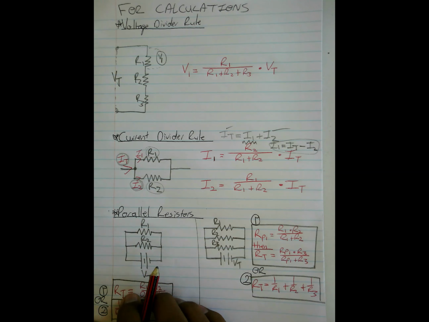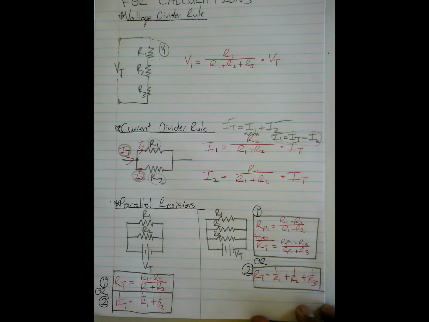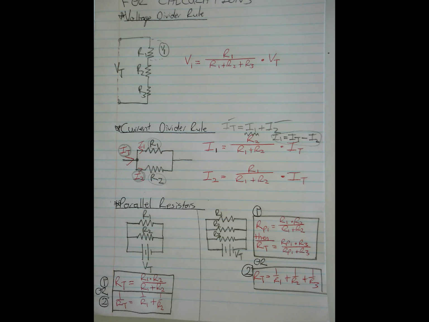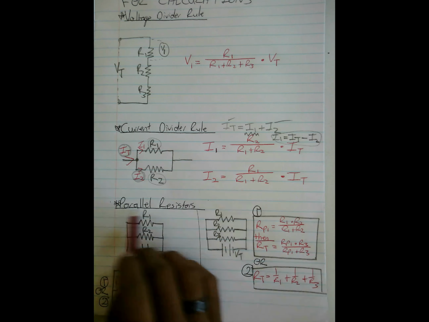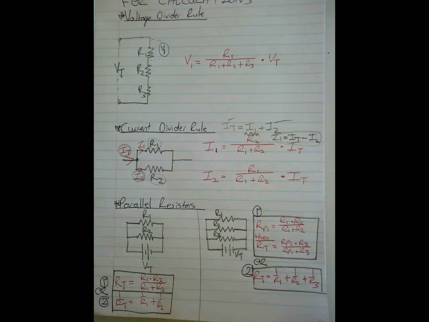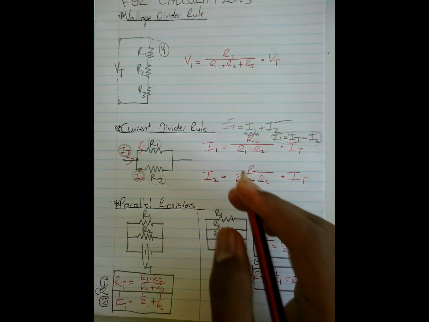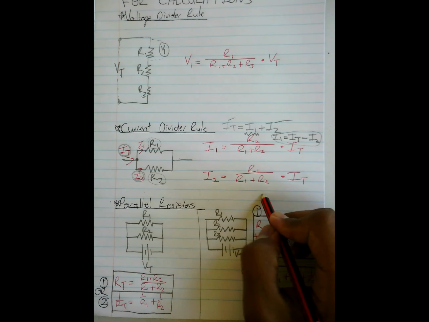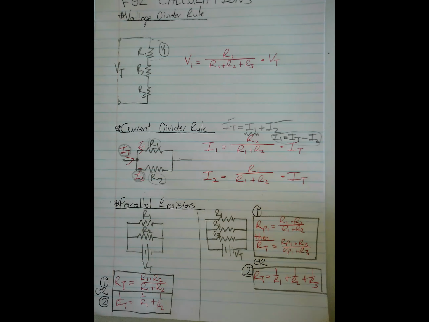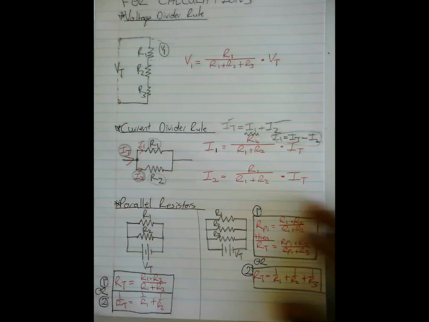Okay, so the next one we're going to see a lot is the parallel resistors. We know that for series resistors, you're just going to say R1 plus R2 plus R3 plus R4 plus R5, all the way to whatever number. So the only tricky one is the parallel resistors.